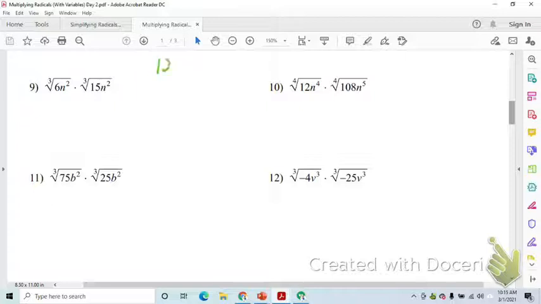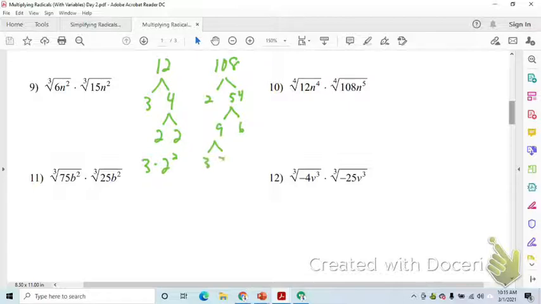Factor trees. 12 breaks down into 3 times 4, and that breaks down into 2 and 2. So 12 is the same thing as 3 times 2 squared. 108, if we did that, is the same thing as 2 times 54. 54 is the same thing as 9 times 6. 9 is the same thing as 3 times 3. 6 is the same thing as 3 times 2. So then 108 is the same thing as 2 squared times 3 to the 3rd.